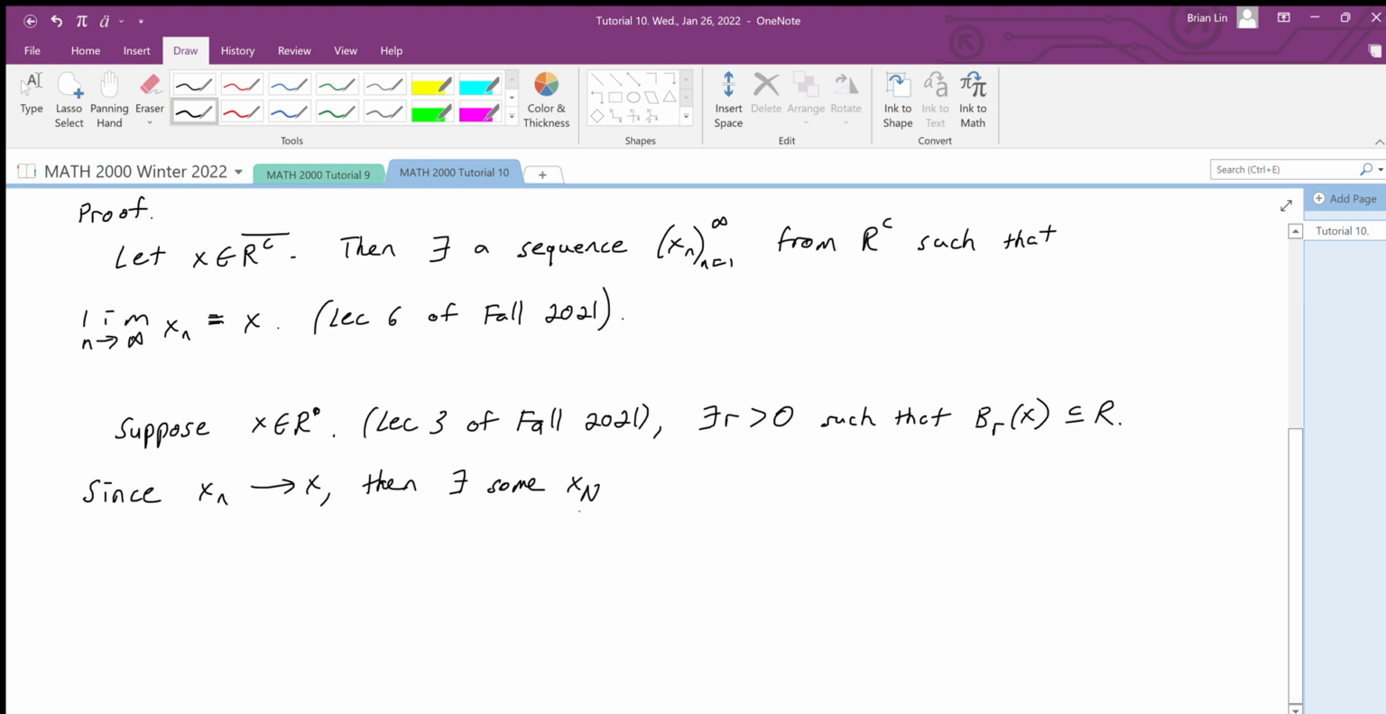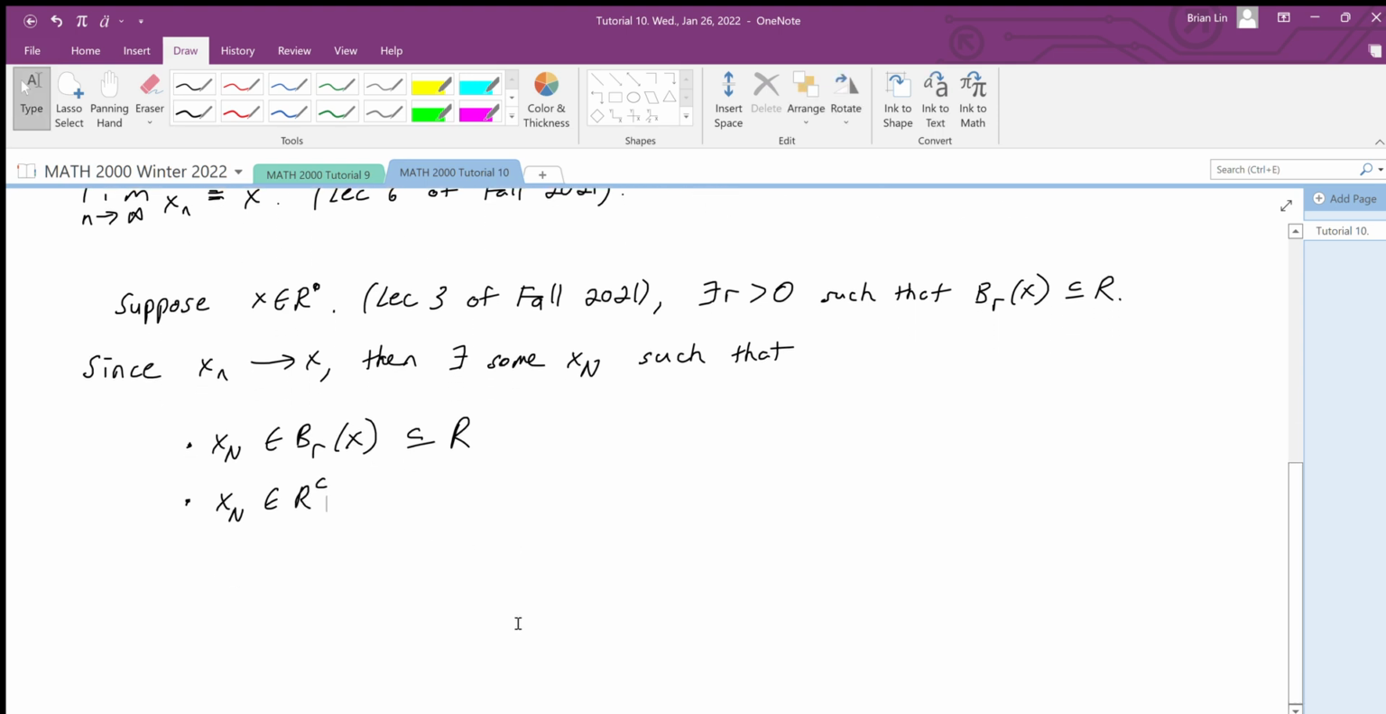So if you're very close to x, your distance to x will be less than r. And if your distance is less than r, then you'll be inside the ball. So there exists some xn that's really close to x. So close that xn is inside the ball of radius r around x, and that's contained by R. But we also know that the xn's, they come from R complement. So that's an obvious contradiction. We're saying xn comes from R and R complement. There is no such thing. So therefore, contradiction.